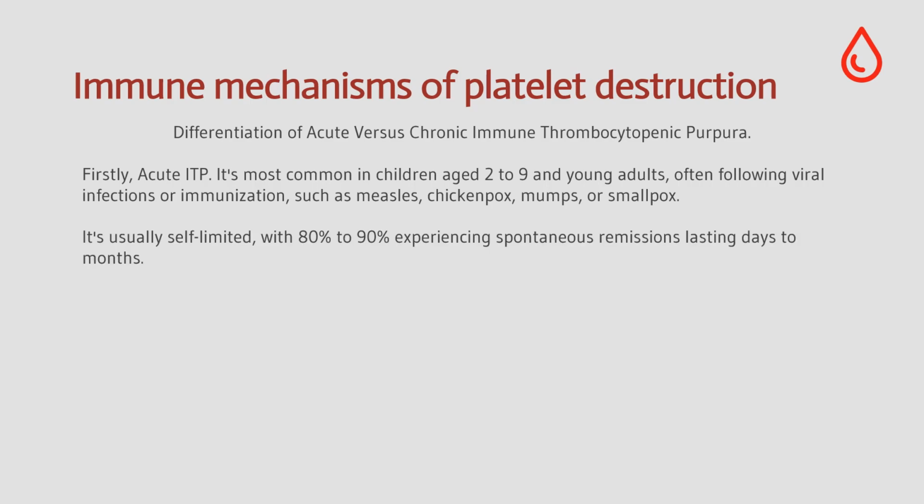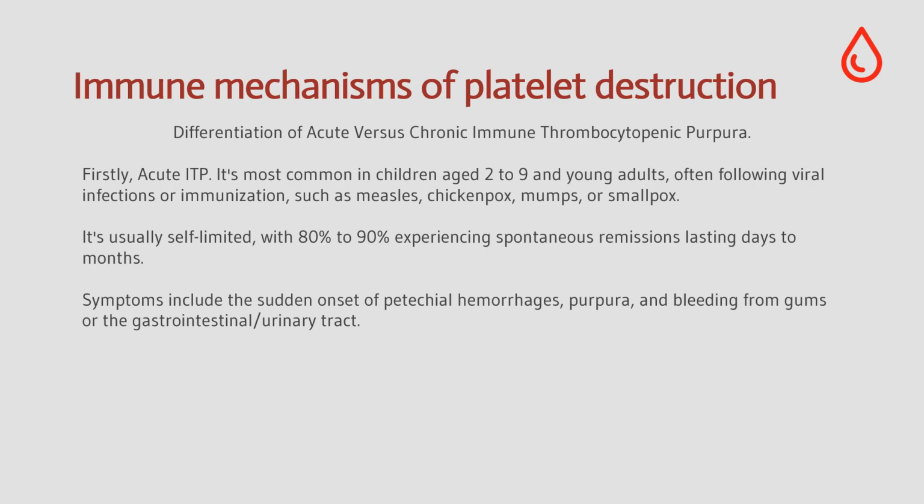It's usually self-limited, with 80% to 90% experiencing spontaneous remissions lasting days to months. Symptoms include the sudden onset of petechial hemorrhages, purpura, and bleeding from gums or the gastrointestinal or urinary tract. Severe cases may even exhibit hemorrhagic bullae in the oral mucosa.